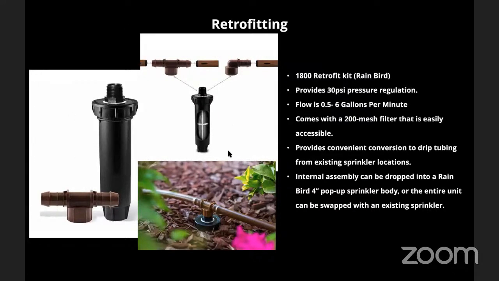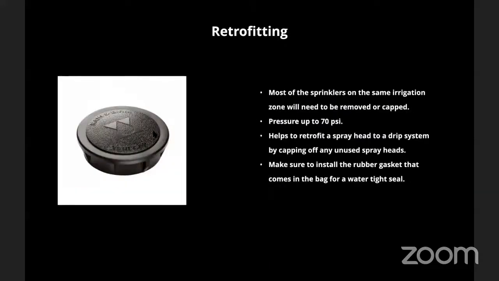And this is made by Rainbird. If you happen to have Rainbird brand sprinklers and you happen to have those 4-inch pop-ups, you actually could literally just unscrew the top part, pull out the guts and put the guts of this in, screw that back in. And then it comes with the adapter as well to either go in one direction or both directions to connect to your drip line. And then on all of the rest of your sprinklers, you need to cap them off.